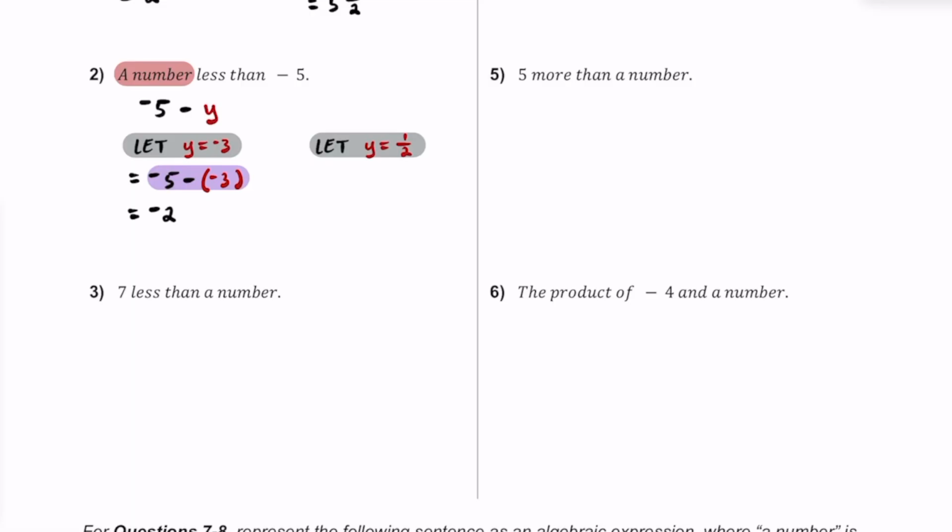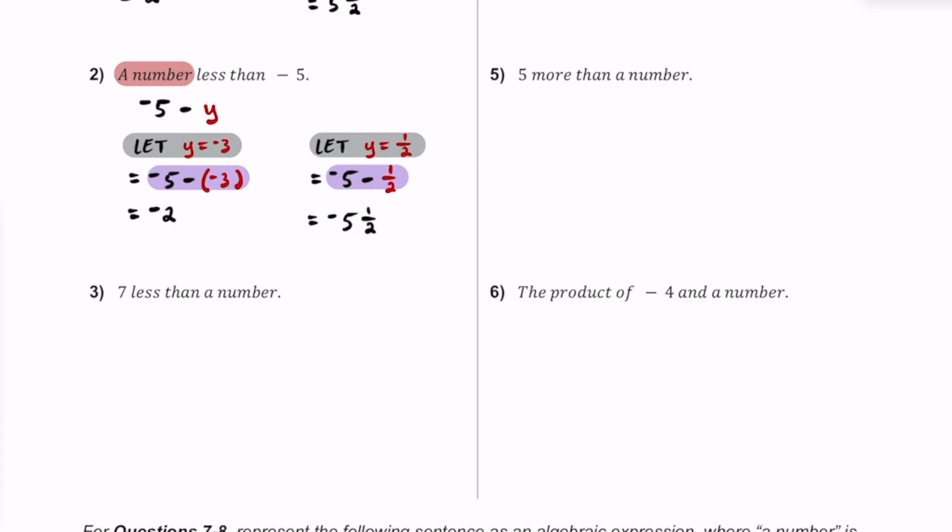Now, what if y is equal to 1/2? Well, we would have this -5 and we would take away this 1/2 from it, right? Now, if you evaluate what is -5 take away 1/2, well, if you take away 1/2, you're just going to add a -1/2. It's the same thing. So this is going to be -5 and 1/2. This would be the value of the expression if y was equal to 1/2.